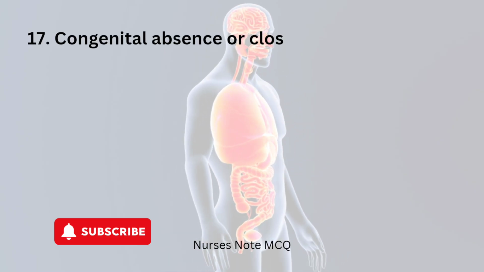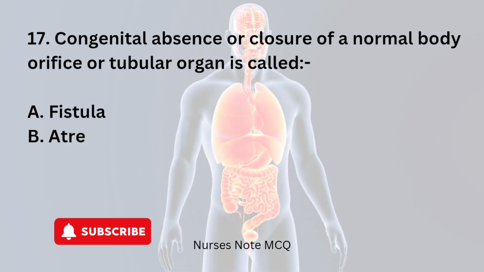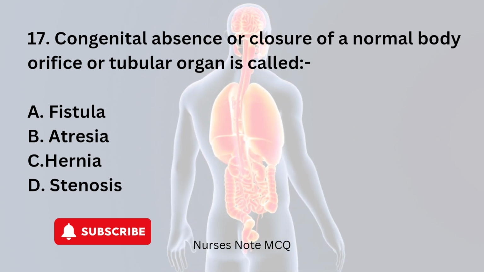Congenital absence or closure of a normal body orifice or tubular organ is called A. Fistula, B. Atresia, C. Hernia, D. Stenosis.